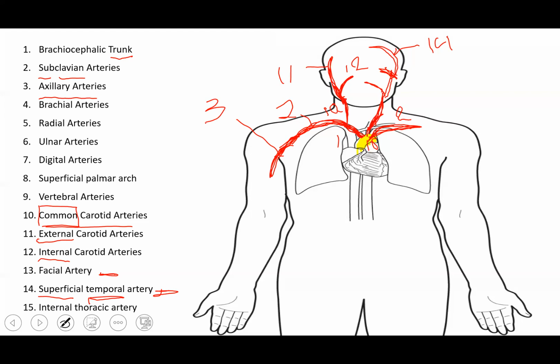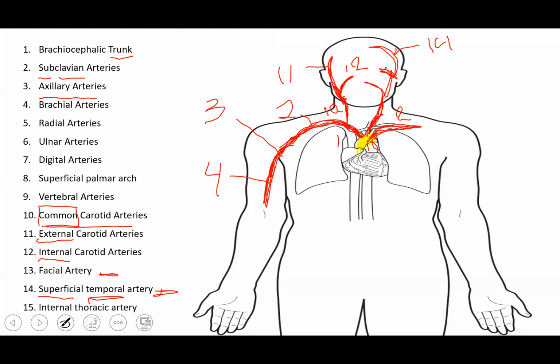Speaking of which, as soon as this vessel enters the brachial region, so essentially it is traveling or carrying blood just parallel to the humerus bone, this is the brachial region, and so we call this vessel the brachial artery. Hopefully a little bit clearer now.